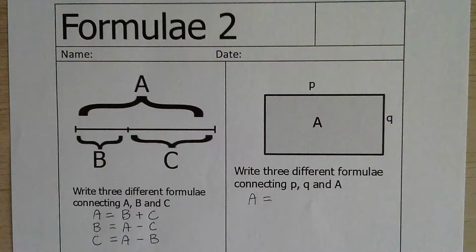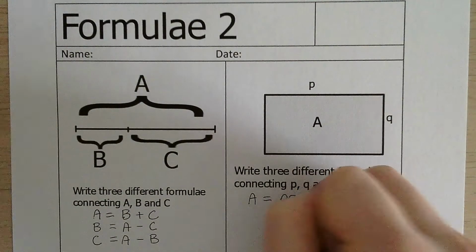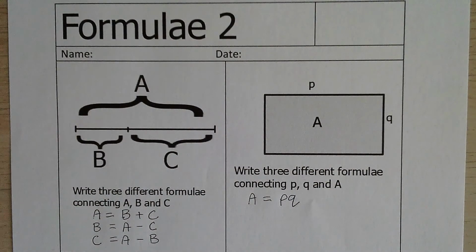If we start off with A, how can we get the area of a rectangle if we know the length of the base and the length of the height? Well, area equals base times height for a rectangle. So our formula here would be A equals P times Q. Because P and Q are variables, we don't have to write a multiply symbol between them. So A equals PQ is a correct formula for this diagram.